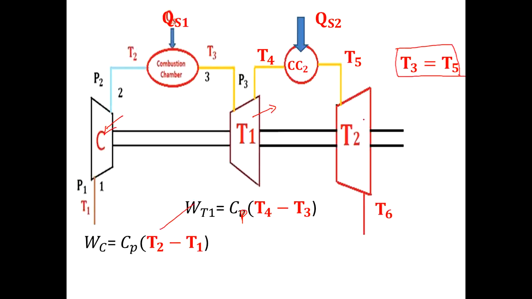After doing some amount of work, this is supposed to be the high pressure turbine and this is supposed to be the low pressure turbine. Therefore it will do some amount of work, and the temperature will drop to T6. Therefore the work done by the second turbine is equal to Cp into T5 minus T6. Note on this sketch. Stop the video. If you do not understand, play the video again.